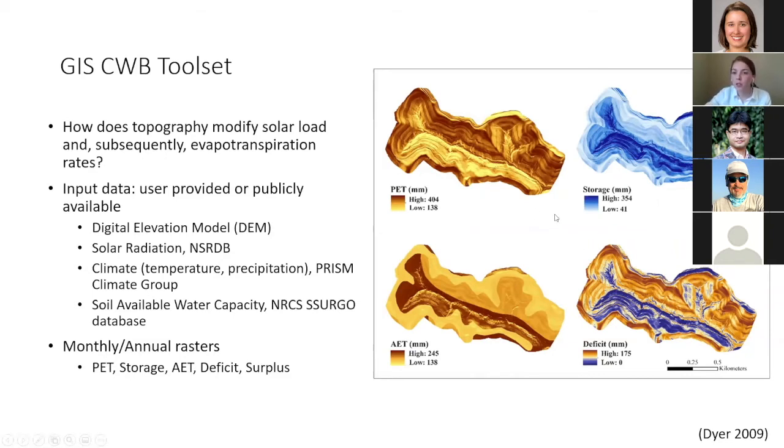So both the PET and storage go into determining AET. And so you might notice that the north-facing slope has higher rates of AET, and that's because we had more moisture from the storage map to support those evapotranspiration needs. And the last map I'll show is the deficit map. So on the northeast-facing slope, there's low deficit compared to the southwest-facing slope, which has pretty high deficit. So that gives you an idea of what that might look like and how that's used.